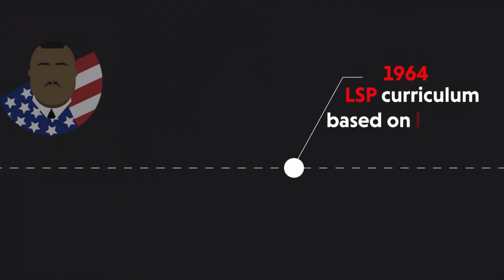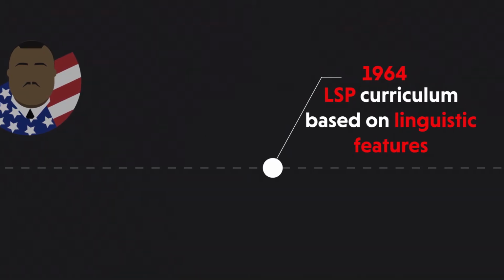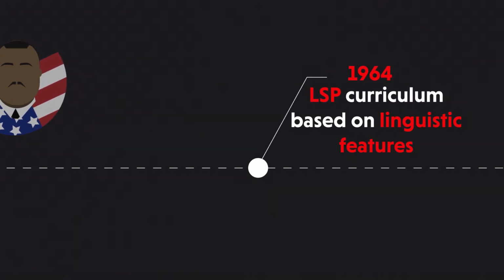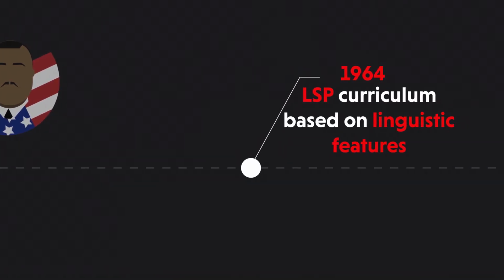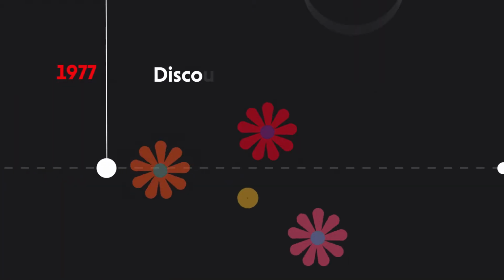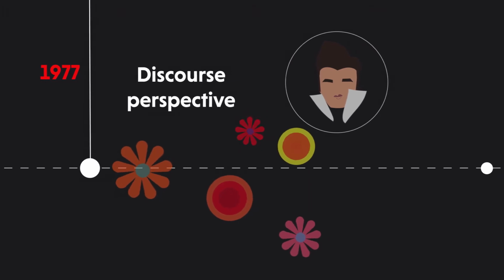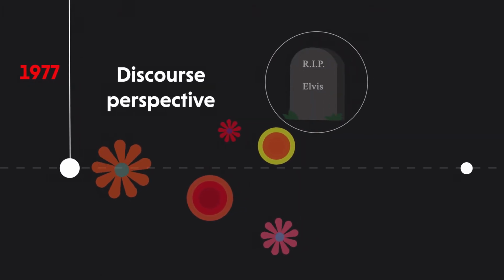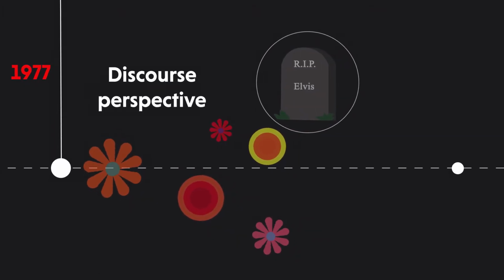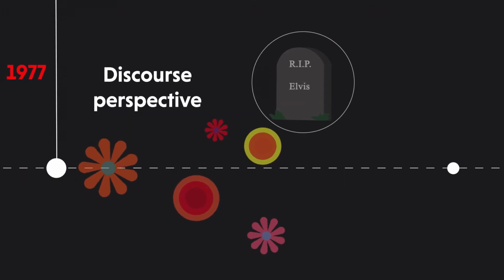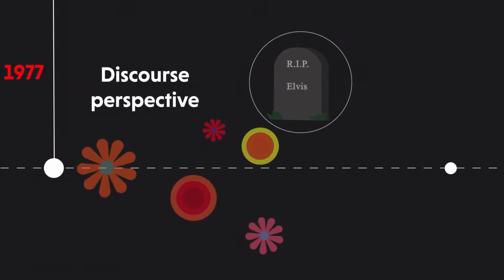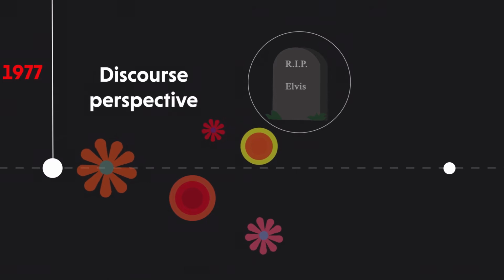Historically, it's important to remember that earlier views of LSP curriculum were based on linguistic features in terms of structure and lexis, which is probably where the misconception comes from in the first place. The LSP curriculum then moved towards a discourse perspective, that is to say, taking on a usage-based perspective in line with a communicative approach and looking at rhetorical structures and functions.